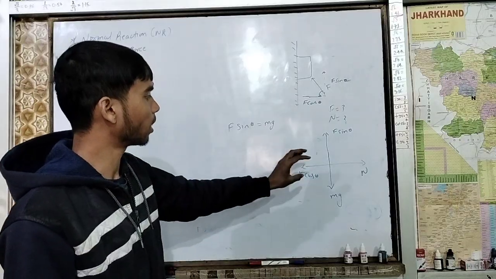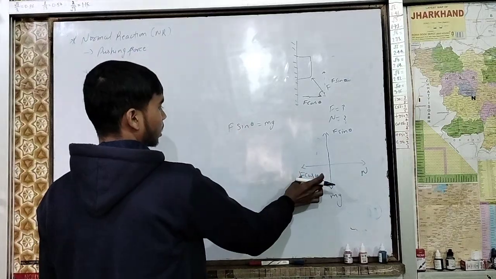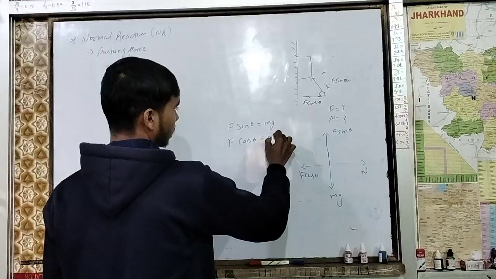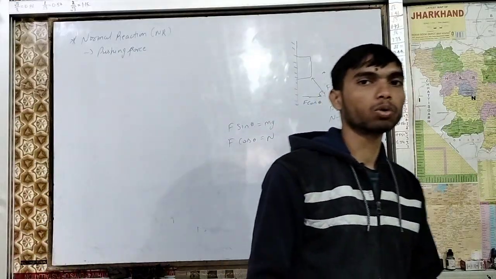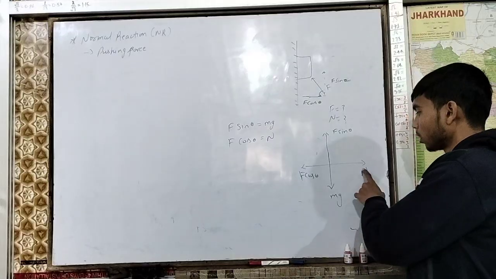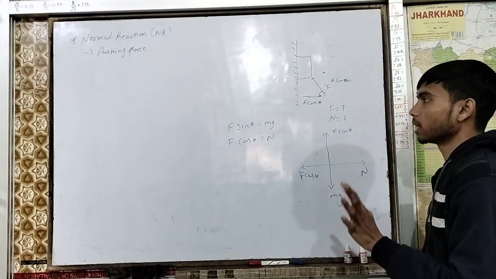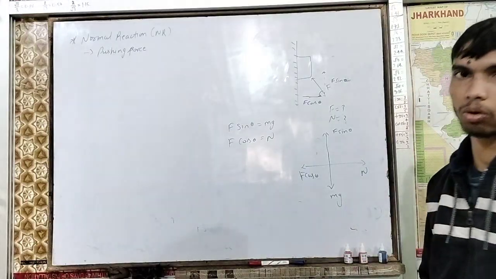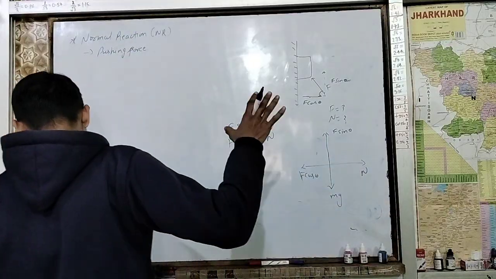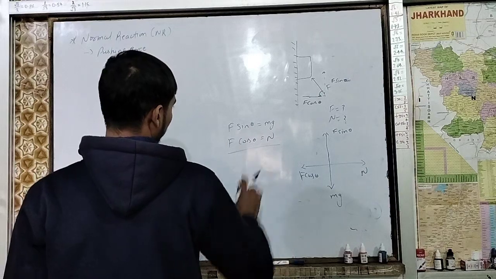Similarly, with F cos theta and N, F cos theta will be equal to N. The result is very simple. Final force minus initial force will be equal to 0, so acceleration is 0 with a constant velocity. The question was asking for the normal force, so the normal force is nothing but F cos theta.